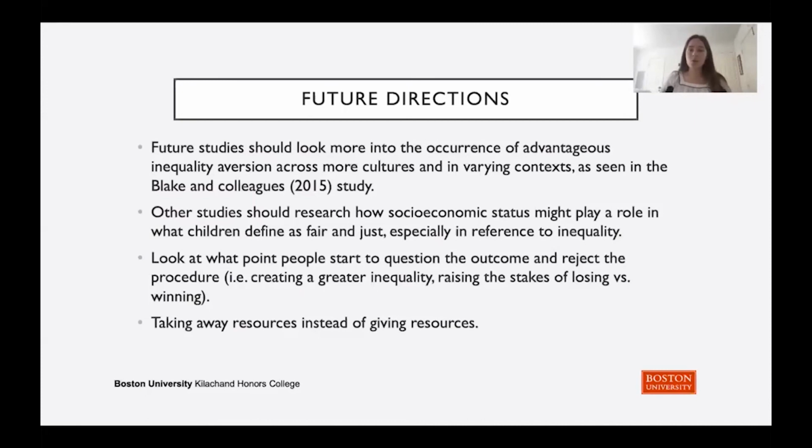So here we used a 1 versus 6 inequality. We could use a greater inequality, and perhaps we could even take away resources instead of giving them. One comment we got in the study is that we're always giving children more stickers than they end up with, so they're always getting at least 1 sticker. But what if we gave them some stickers and then decided to take them away? Would they change their definitions of what is fair and what is not fair?